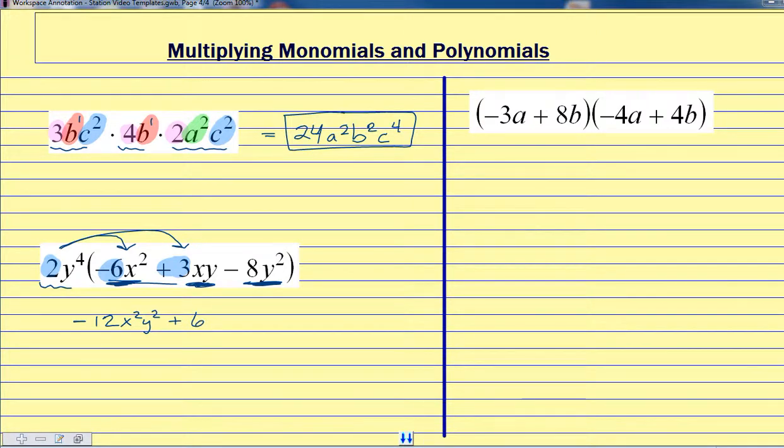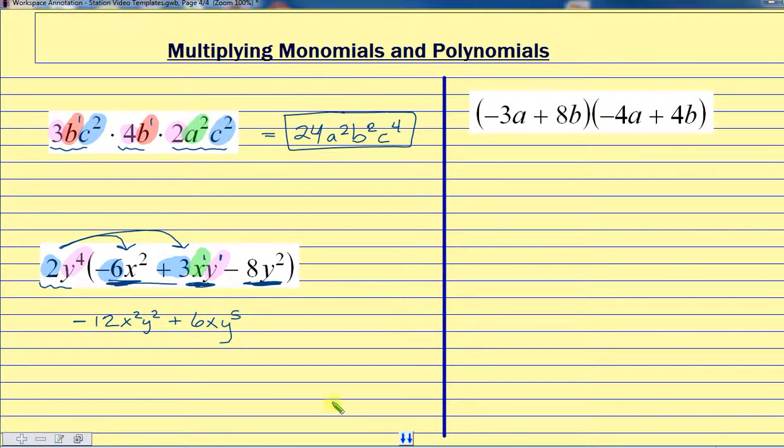And I have y to the 4th power and y to the 1st power. So I'm going to end up with y to the 5th. And for my x's, I have only x single, just x to the 1, and no other x's this time. So for this batch, 2y to the 4th times 3xy, I'm going to have positive 6, x to the 1st, y to the 1 plus 4, 5.